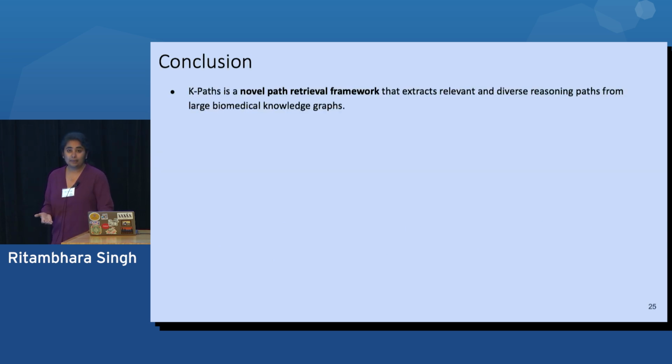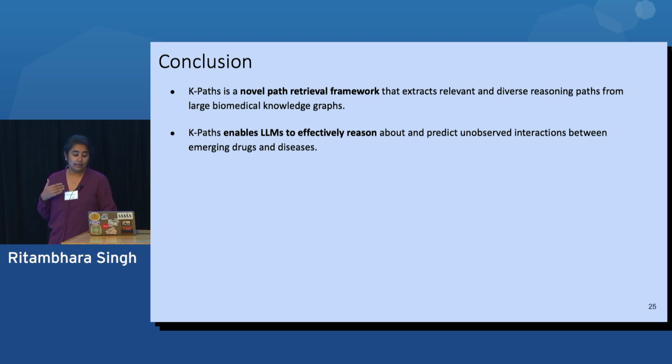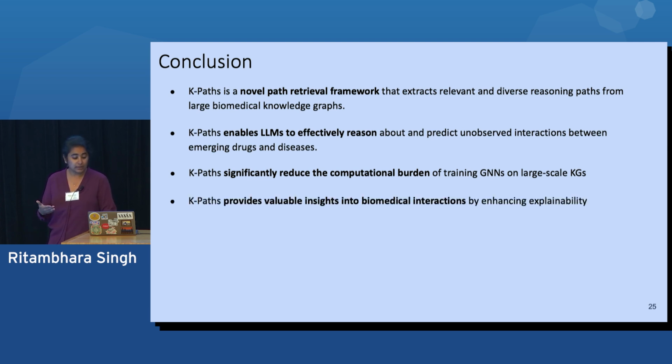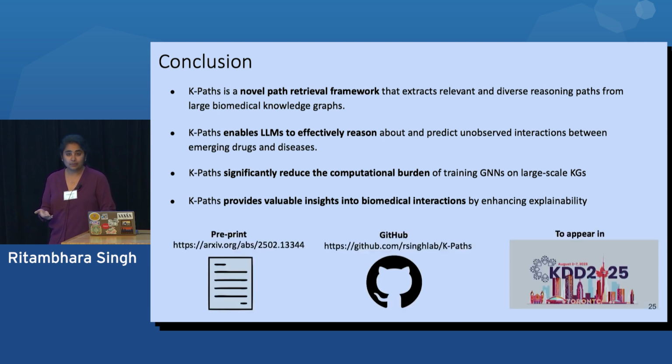To summarize, K-PATHS is a novel path retrieval framework that extracts relevant and diverse reasoning paths from large biomedical knowledge graphs. It enables LLMs to effectively make predictions on unobserved interactions between entities in a zero-shot setting. If you want to use it for supervised training, that's fine. It reduces the computational burdens of GNNs. And because you can see these reasoning paths, you can also get some insights as to why the model is making certain predictions. The paper is available as a preprint, and the code is available on GitHub, and this work will be presented at KDD very soon, actually.